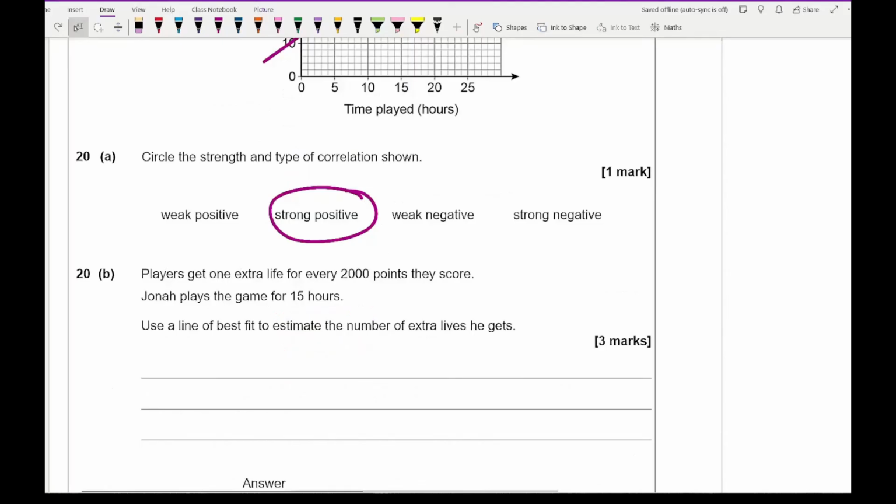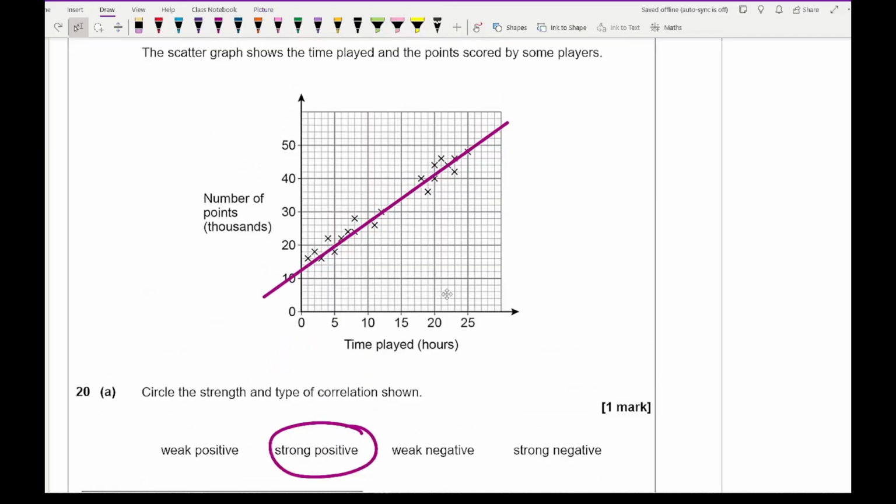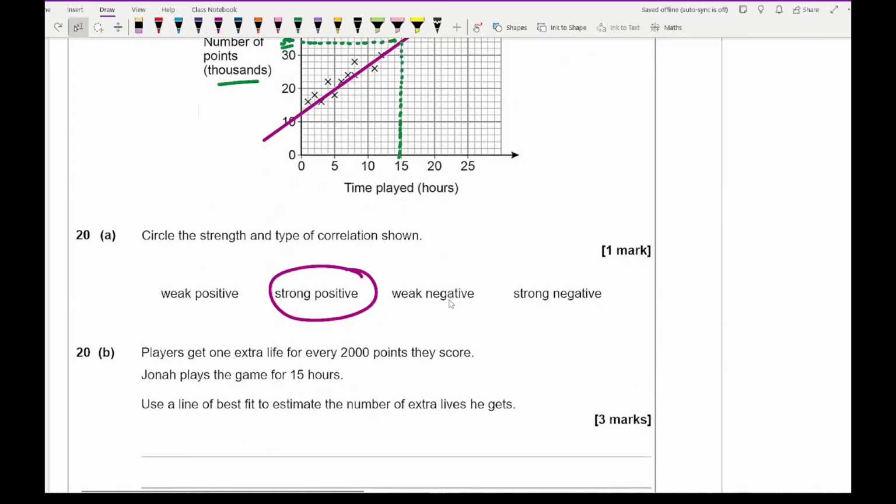Now for 20B, it says players get 1 extra life for every 2,000 points they score. Jonah plays the game for 15 hours. Use the line of best fit to estimate the number of extra lives he gets. So using my line of best fit, and again, yours might slightly differ from the one I've got on the screen, if I go up at 15 until it hits the line, I then project across. It's going to be around about 34 on mine. Yours might be slightly different. So I've got 34,000.